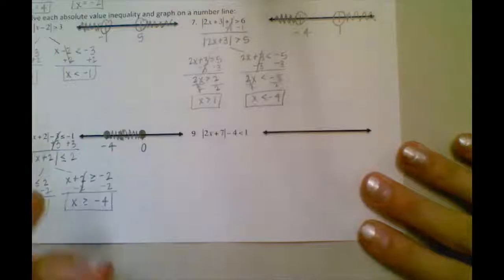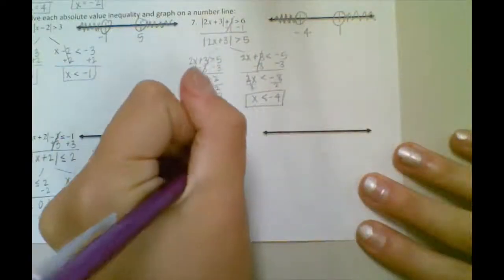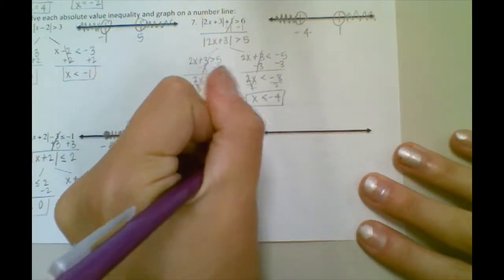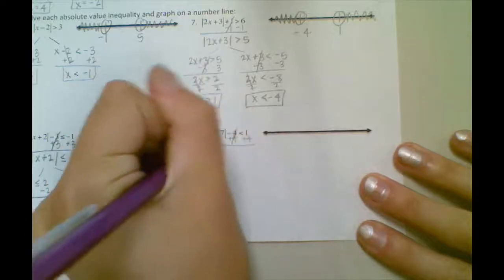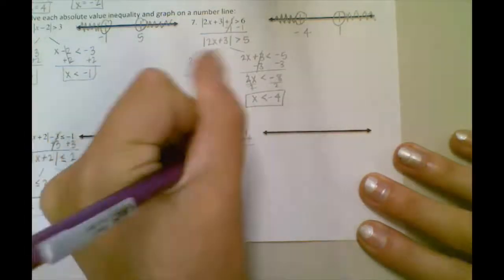Alrighty, number 9. Let's see here. I've got to get this negative 4 over to the other side, so I'm going to add 4 because I need to get this absolute value by itself on one side of the inequality.